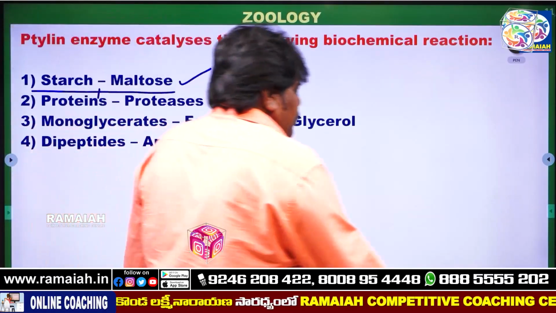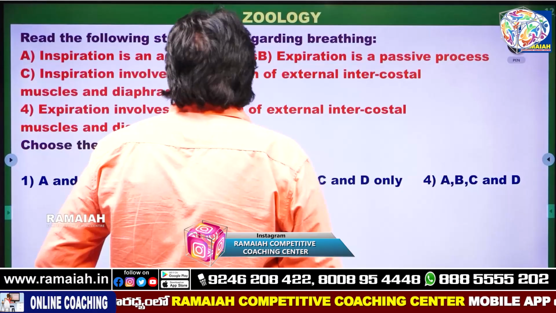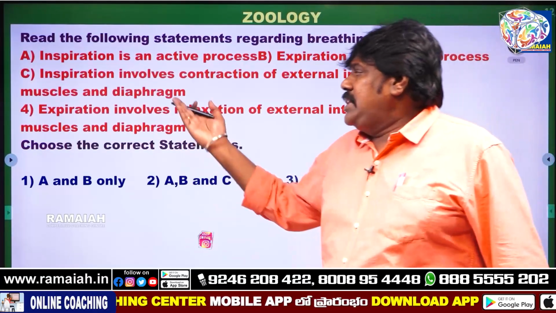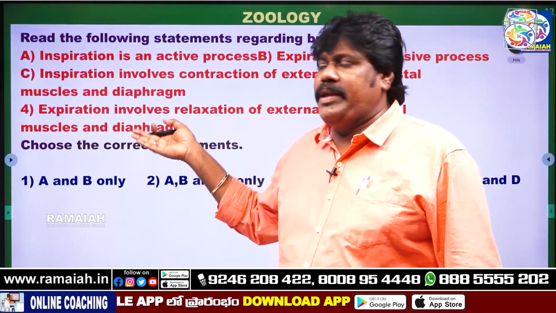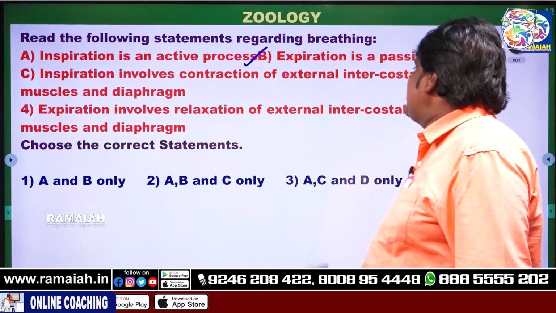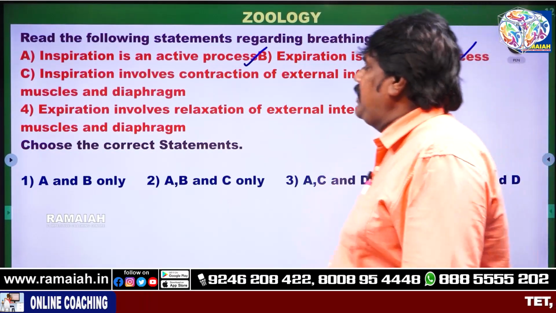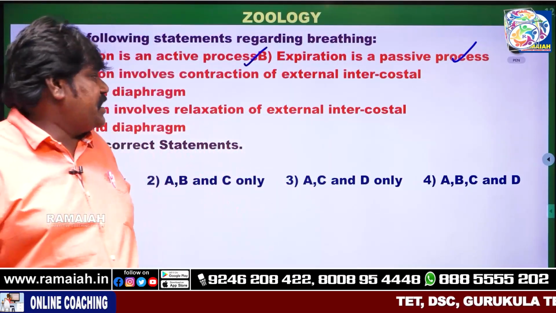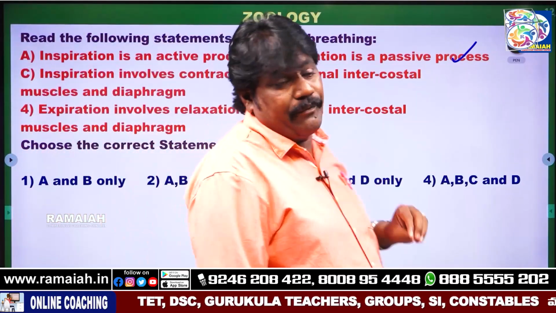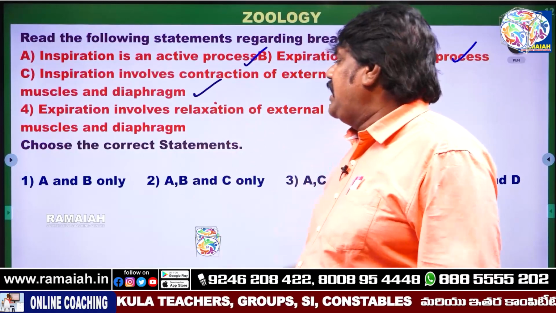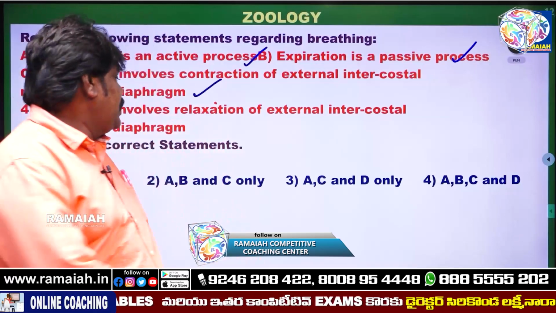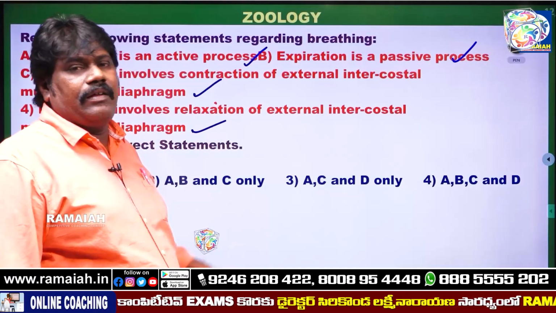The next question in the animal world. Read the following statements regarding breathing. This question belongs to the respiratory system of the human being. Inspiration is an active process, it is right. Expiration is a passive process, it is also a right statement. Inspiration involves contraction of external intercostal muscles and the diaphragm. Expiration involves relaxation of external intercostal muscles and the diaphragm. So the 4 statements are right in breathing.